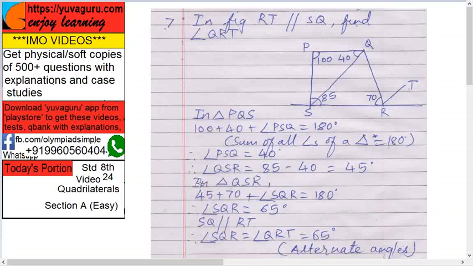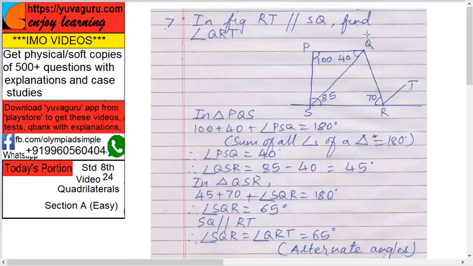Okay. Now in triangle QSR, take this triangle QSR. What is it? 45 plus 70, plus this angle SQR, equals 180, right? Again same logic, sum of all angles of a triangle equals 180. So 45 and 70, add them, it becomes 115, and then subtract it from 180. So SQR equals 65. Okay, now we got angle SQR.